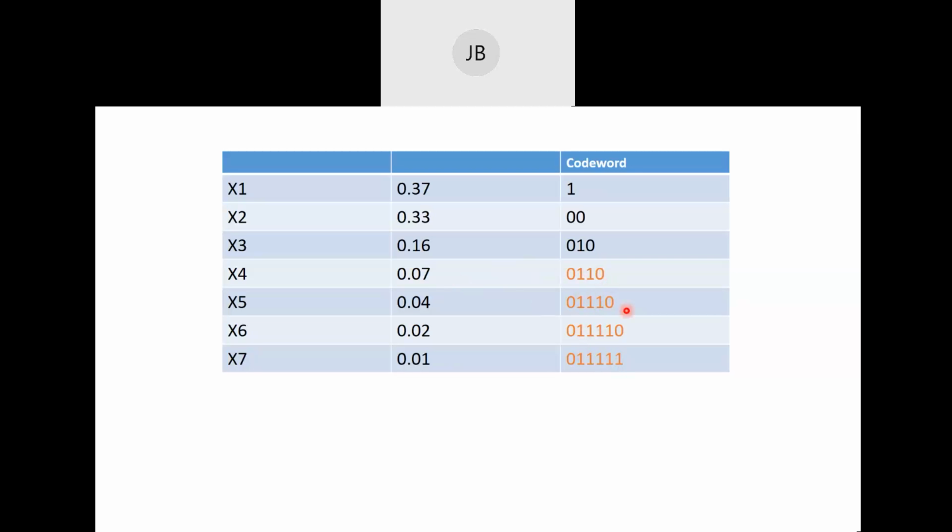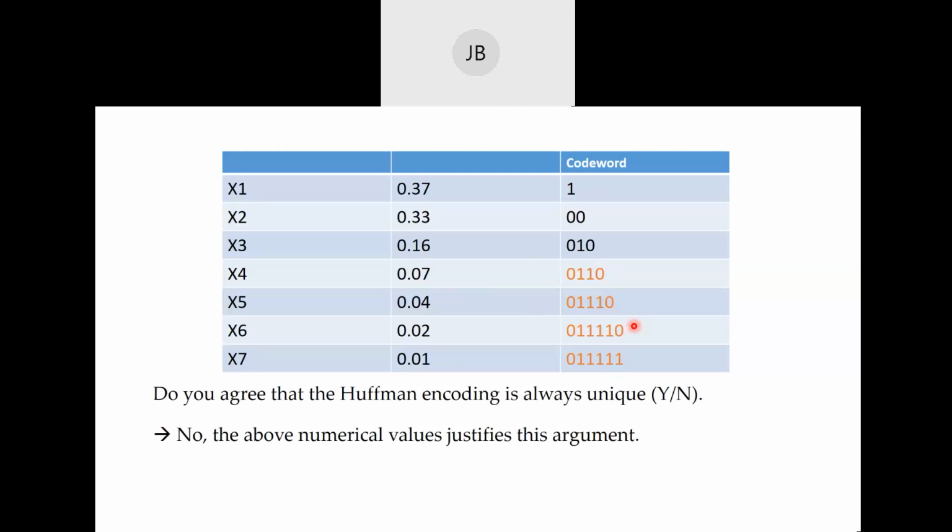So in these two instances of the same question, it shows that the Huffman encoding need not be unique. In this case, it is not unique. So the answer here is no, it is not unique. The above numerical values justify this argument. So we have two instances of the code words here, and that shows that it is not unique. So this is the answer.